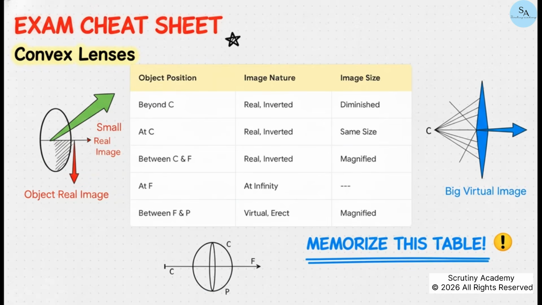Now, this slide is your absolute cheat sheet for convex lenses. Seriously, go ahead and take a screenshot of this. It tells you everything. Depending on where you put the object, you can get a small image, a same-size image, a big image, or even a virtual one. You have to memorize this table.